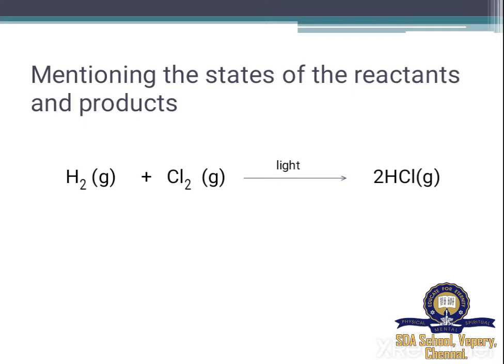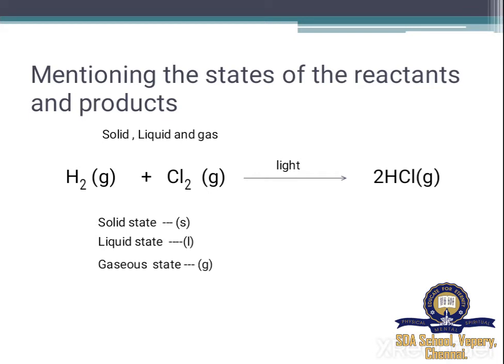So what are the states of matter? These are the states of matter: solid, liquid and gas. These can be denoted in a chemical reaction like small s in between brackets for solid state. Small l in between brackets will denote liquid state. Small g in between brackets denotes gaseous state. So here in this reaction, the reactants and products all are in gaseous state. Apart from this, there is one more thing.